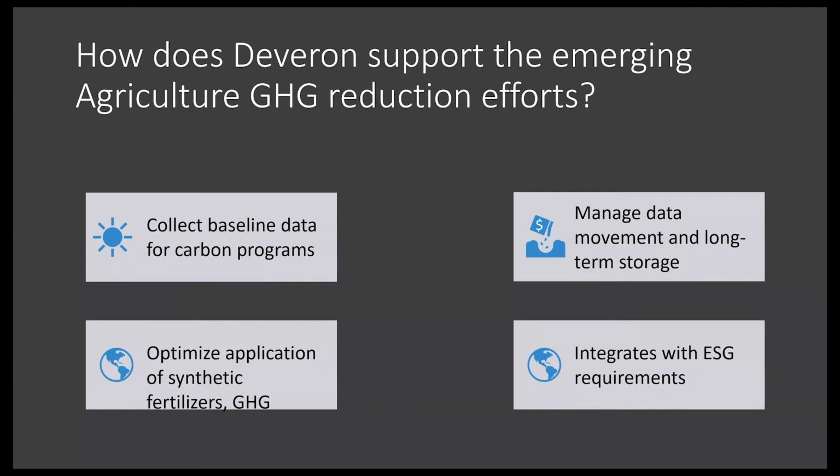And then obviously, as I said in the beginning, before carbon has even come about, we help our clients optimize inputs. So right in line with that, we help optimize application of synthetic fertilizers or other greenhouse gas emission tools. And then last but not least, we help integrate with what's called ESG requirements, which is environmental, social, and governance. But again, that's all in line with helping reduce pressures of regulatory requirements on companies by helping optimize inputs.